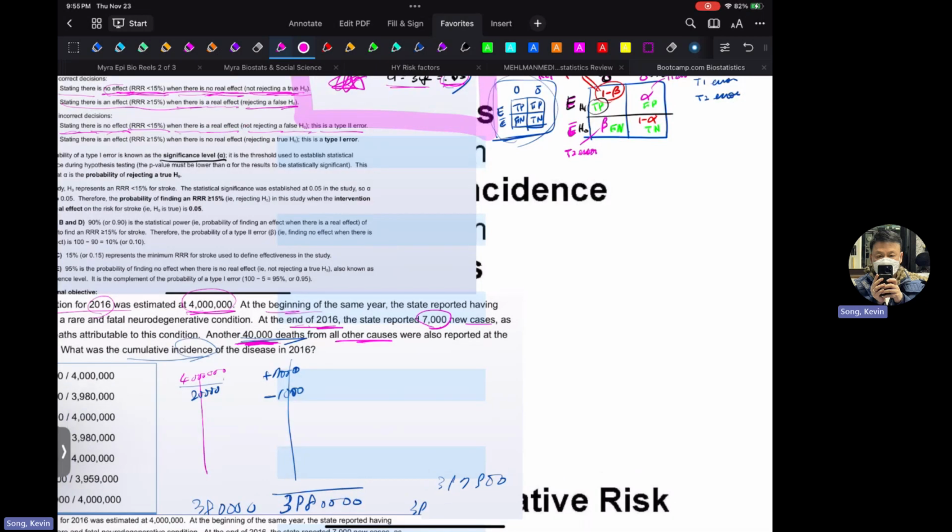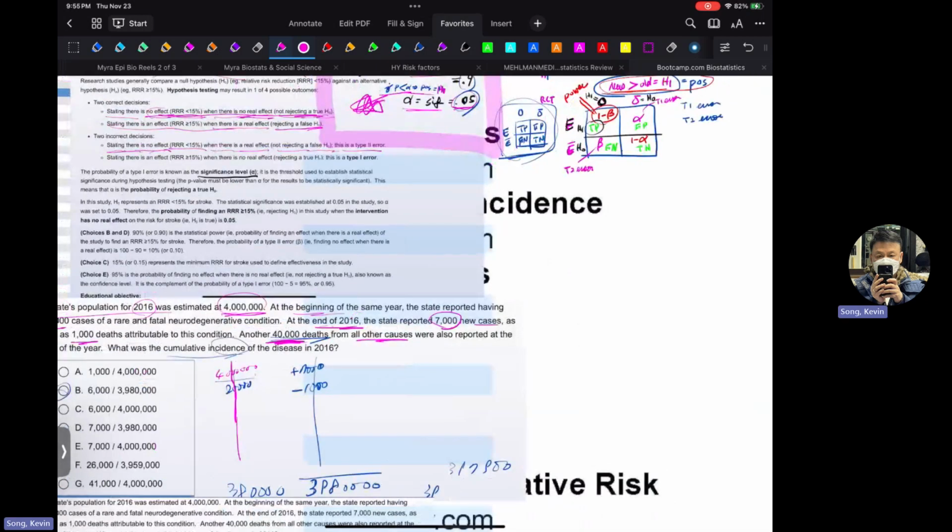So let's draw this graphically right here. Beginning of the year, 4 million people, then 20,000 people already have it, plus 7,000 people added, and then minus 1,000 people who died of that disease. Now, what you are trying to calculate is the cumulative incidence. Incidence means how many new cases are added, right?